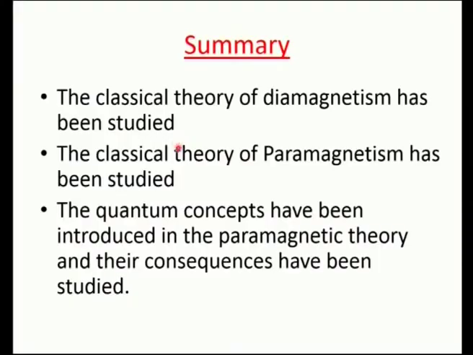Coming to the summary, the classical theory of diamagnetism has been studied in the present lecture. The classical theory of paramagnetism has also been studied using Langevin theory, and the quantum concepts have been introduced in the paramagnetic theory, and their consequences have also been studied. We have found that the classical theory and the quantum theory both lead to the same temperature dependence of the susceptibility.